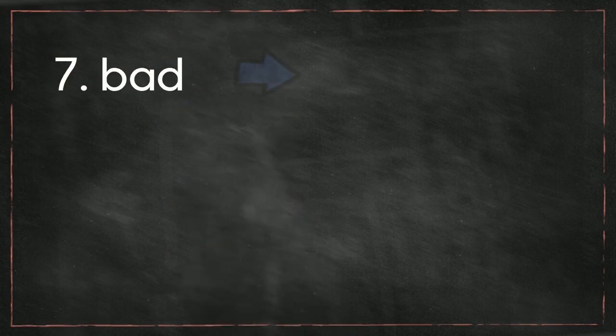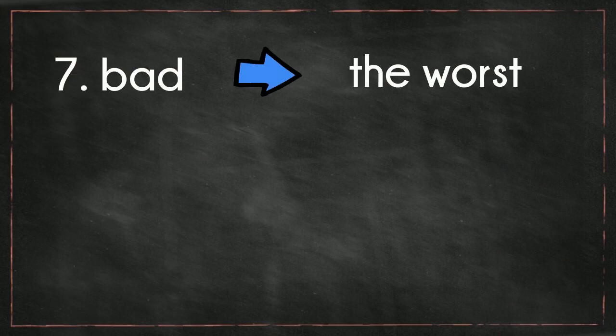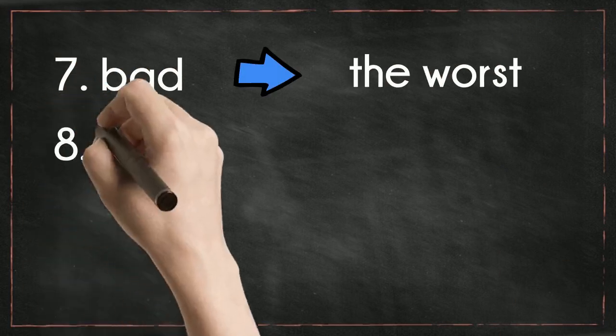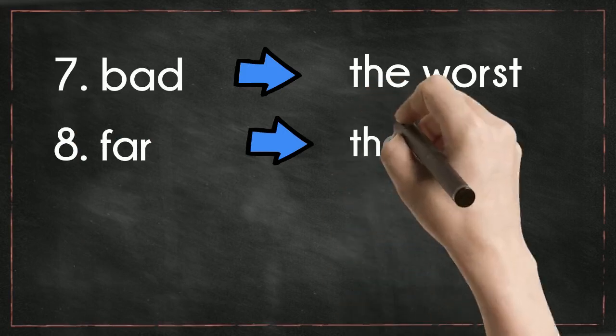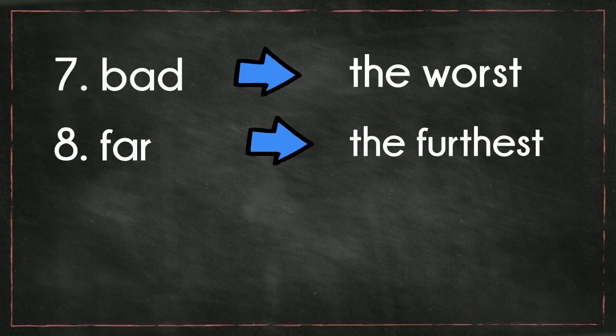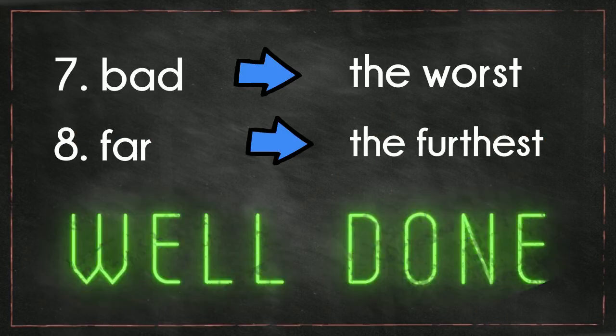Moving on, number 7 and number 8 are also irregular adjectives. So, for number 7, bad. Its superlative form is the worst. And the last one, far. It will become the furthest. Alright, so did you manage to get all of the answers correct? Well done!